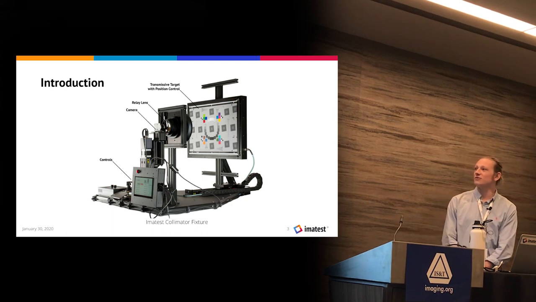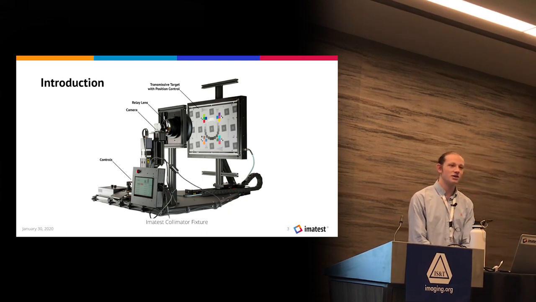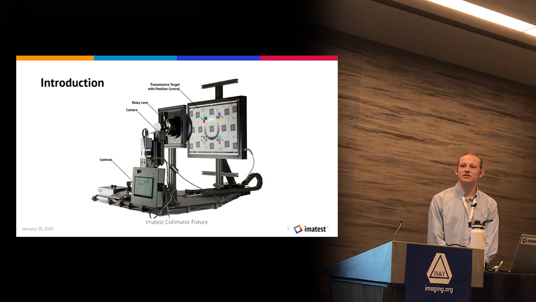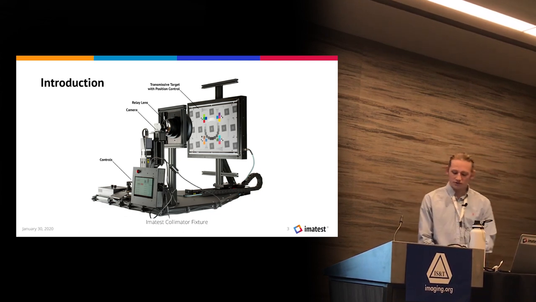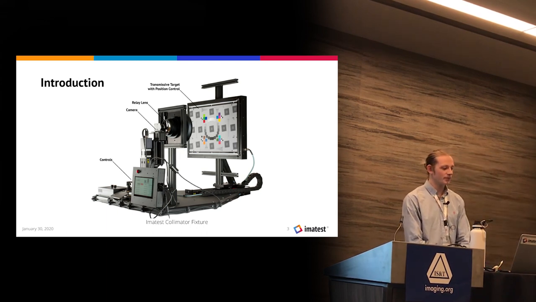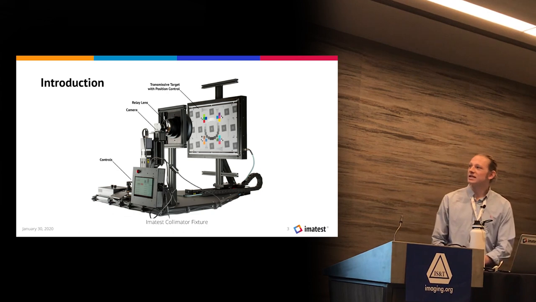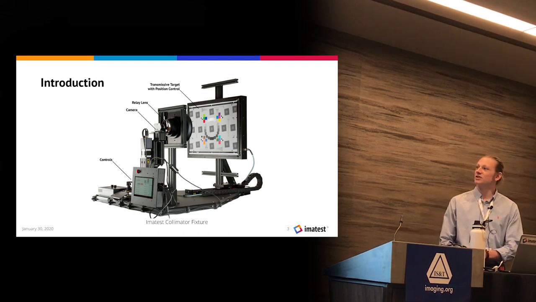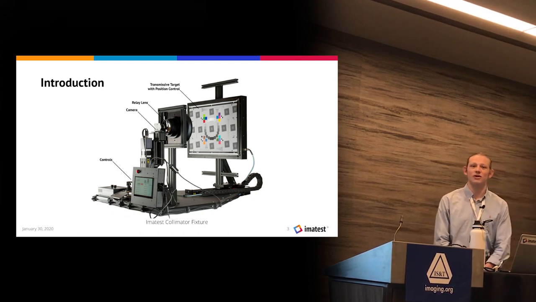The Imatest Collimator Fixture is a desktop-sized machine developed for testing imaging systems in limited space environments. The fixture includes a relay lens as the main data point or anchor of the system, and the camera's EPP, or entrance pupil position, must be centered about the exit pupil of the relay lens.